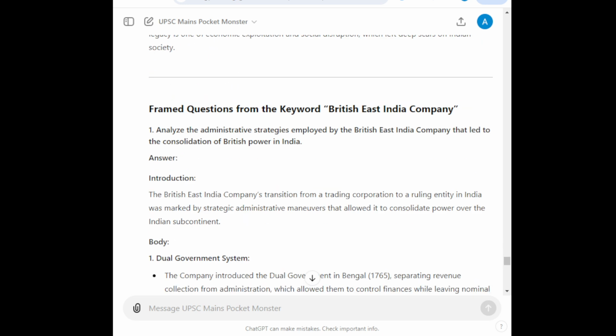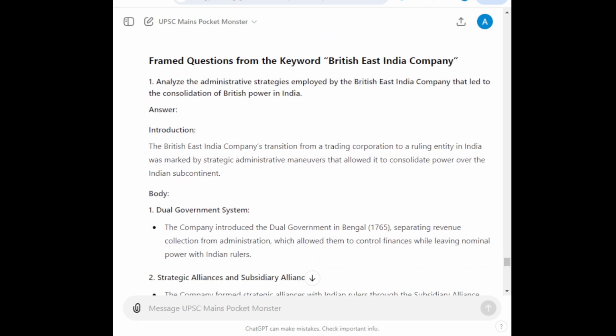Anyway, so we are done with the PYQs and the two more questions. So we'll be done with British East India Company, and you have seen what other keywords are there, the military organization, etc., and many will be overlapping with the information present in these answers. But these are the broad themes, basically, on which the UPSC asks questions.